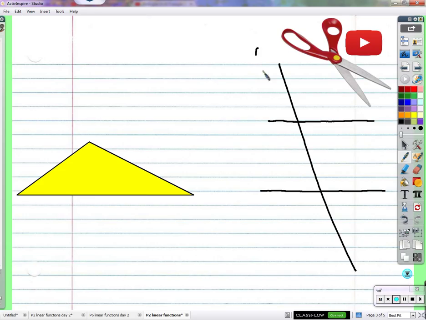That's what we call a transversal. It's a straight line that lies across both of them. Let's say I call this angle blue. You see blue anywhere else?